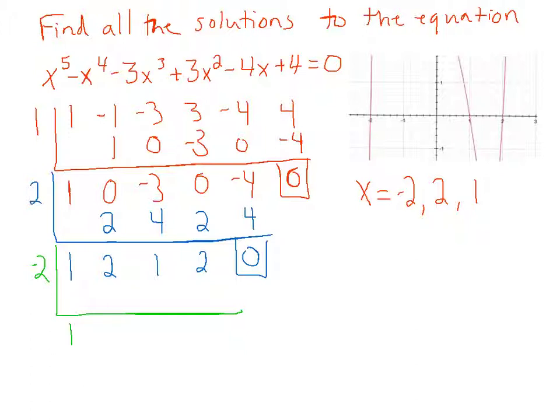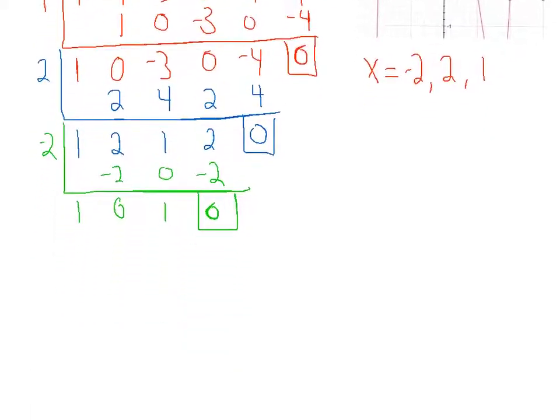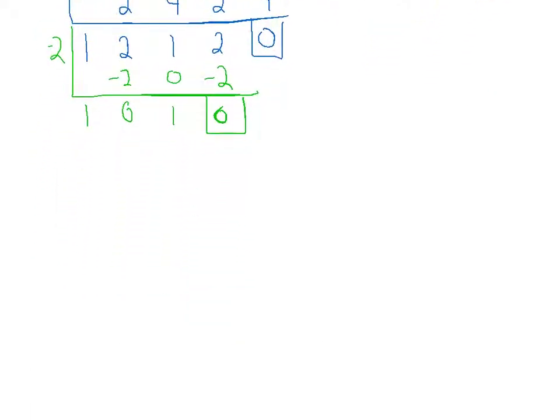So bring down the 1 again, multiply the 2 together, and then add. Multiply, add, multiply. And again, I get a remainder of 0, which is good. Now the last step is to find the remaining roots using either the quadratic formula, factoring, or the square root method. And the only time we use the square root method is when my middle term, or my b term, is 0.